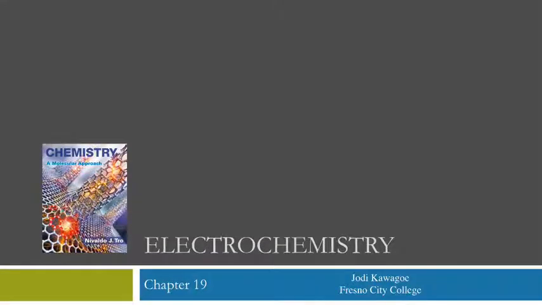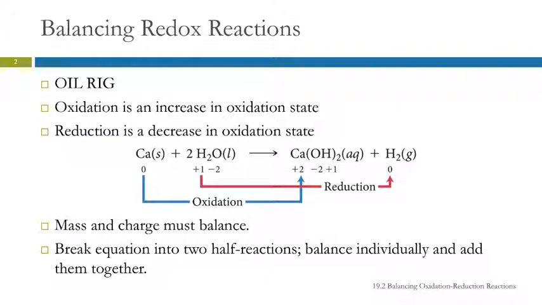So here is a section from Chapter 19, Electrochemistry. This chapter will be covered in 1B, if you take that class. But we need to cover a method of balancing redox reactions called the half reaction method. So let's take a couple of minutes to review balancing redox reactions.